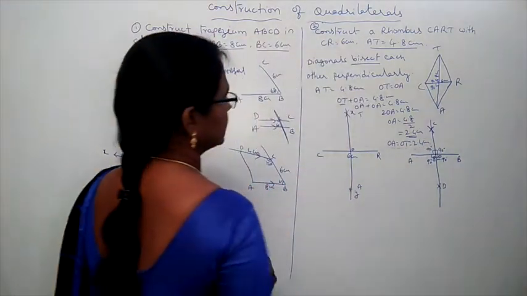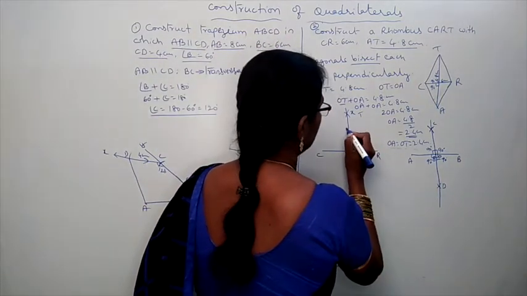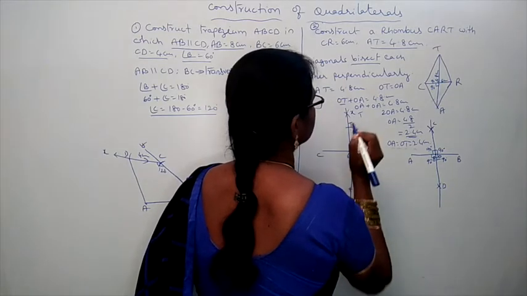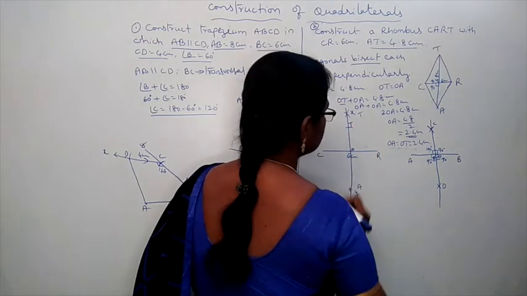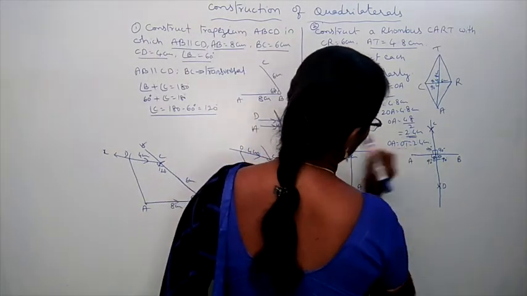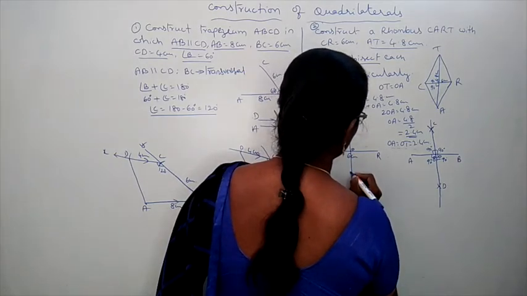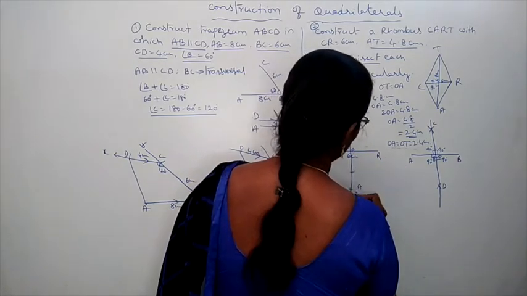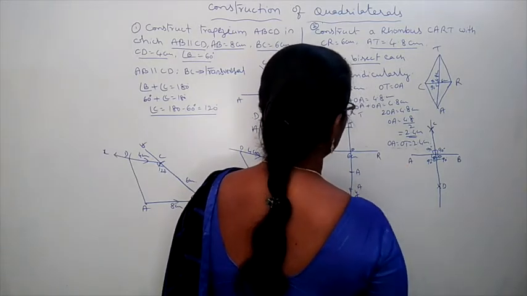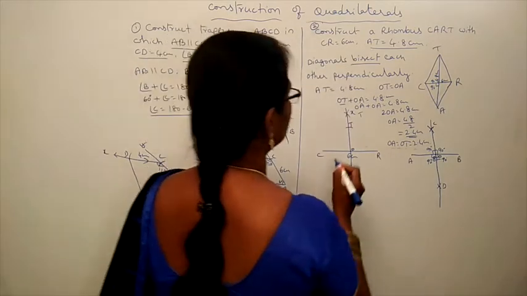Now take O as center with radius 2.4 centimeter and draw an arc on OX. Then that will become T. Take O as center and draw 2.4 centimeter radius on OY. It will intersect at one point, that is A. That intersection point is A. Now we got C, A, R, T. All points we got. Now you will have to join.